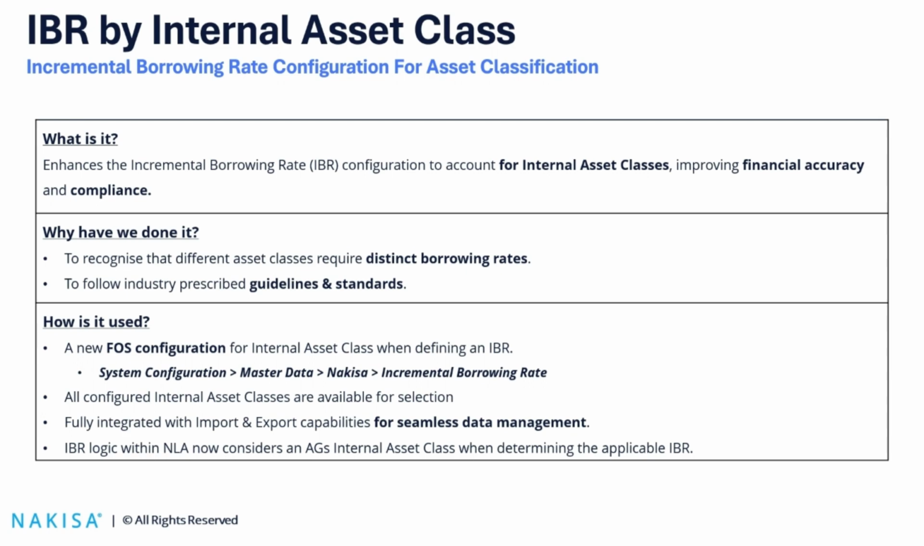So the user can now create an individual incremental borrowing rate, which they can assign to be applied to a specific asset class within the drop down for the internal asset classes. So all the configured and active internal classes are available for your selection in the FOSS, and IBR can be created manually or the user can use the mass upload capability. So now there will be different rates being applied to leases, even though they fall under the same lease term duration. It's the same lease term duration. So I will show you.